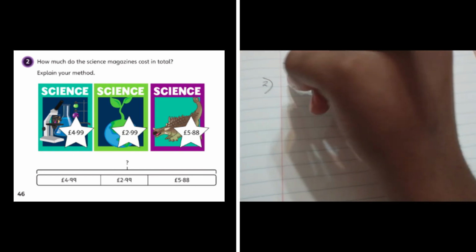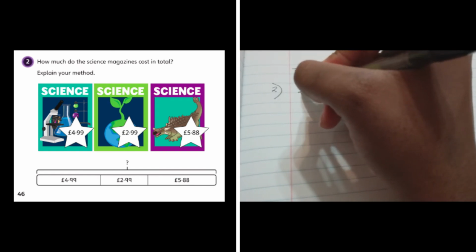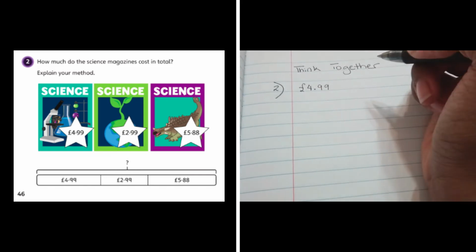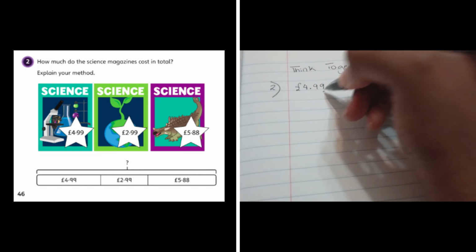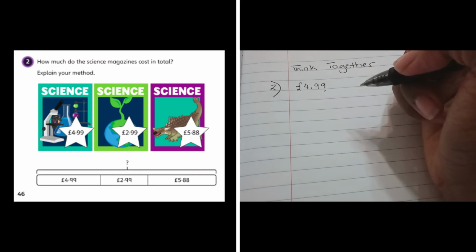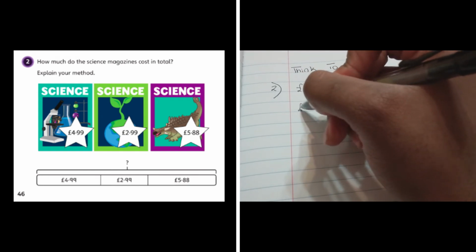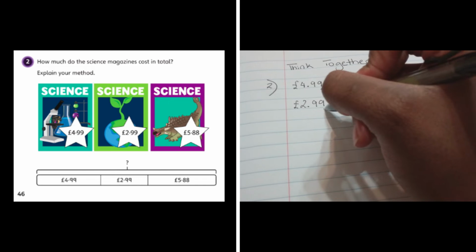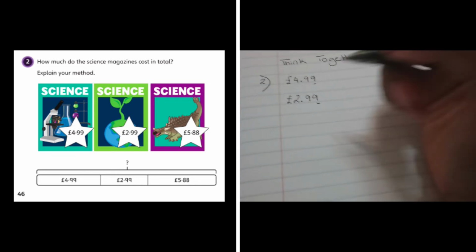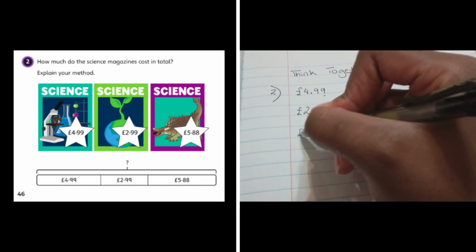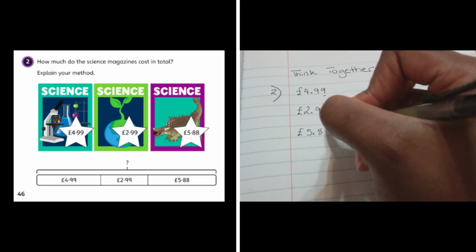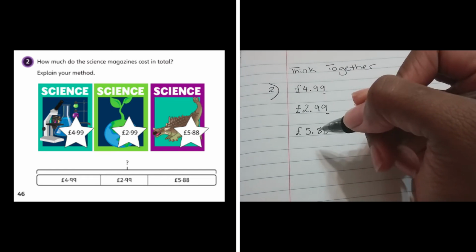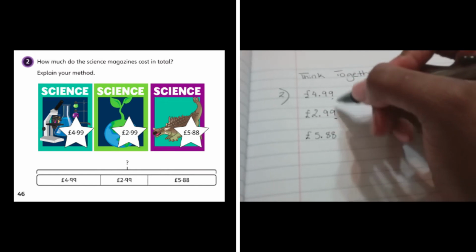Now, there's actually a couple ways I can do this. Notice the prices are all very close to a whole dollar. I have £4.99. That's only 1 cent away from being £5. Then there's £2.99. That's also only 1 cent away from being £3. Then I have £5.88. This is 12 cents away from being £6. But I want to focus on these two.